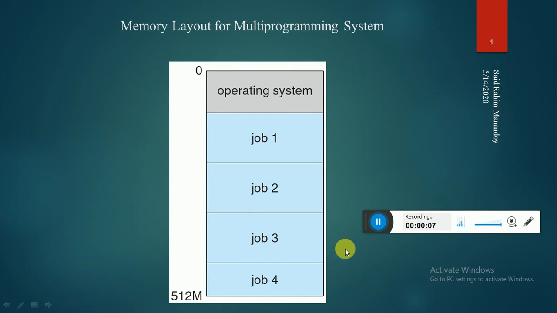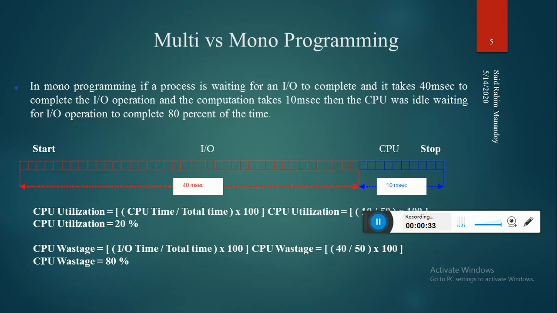And welcome dear students to the fourth lecture of operating system. As you know that in last lecture we discussed multi-programming operating system and the reasons why we need multi-programming operating system. Today we are going to do some practical examples in order to understand the concept that the need of multi-programming operating system.